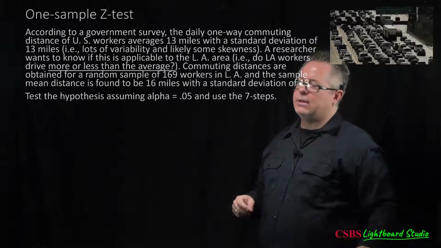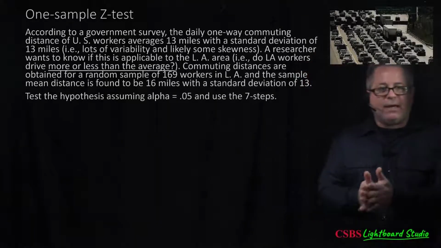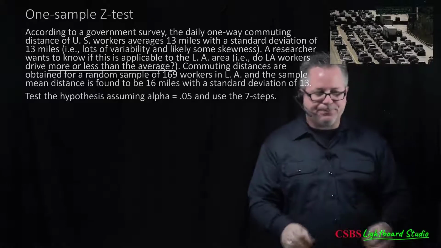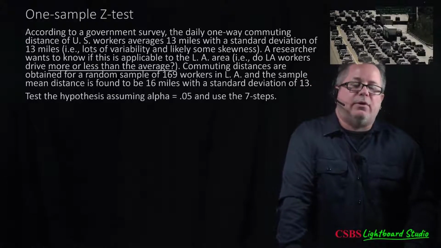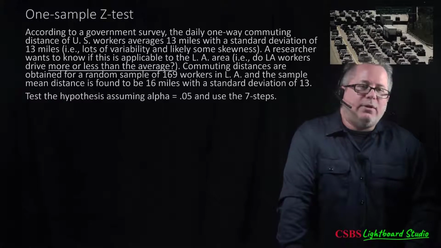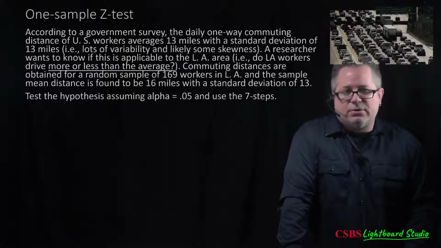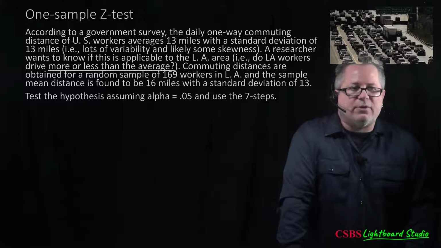Let's talk about a one sample z-test and how you can tell it's a one sample z versus t. So let's talk about the details here. According to a government survey, the daily one-way commuting distance of U.S. workers averaged 13 miles with a standard deviation of 13.